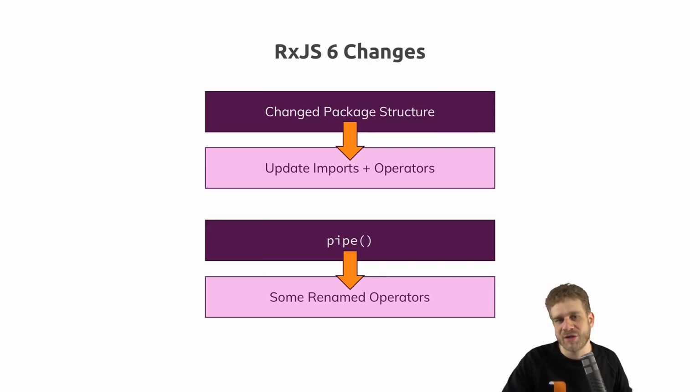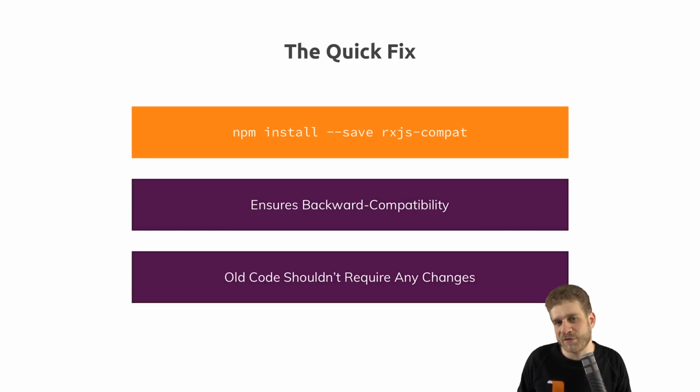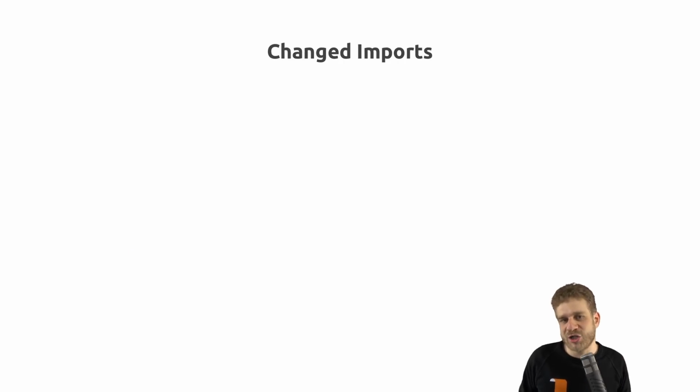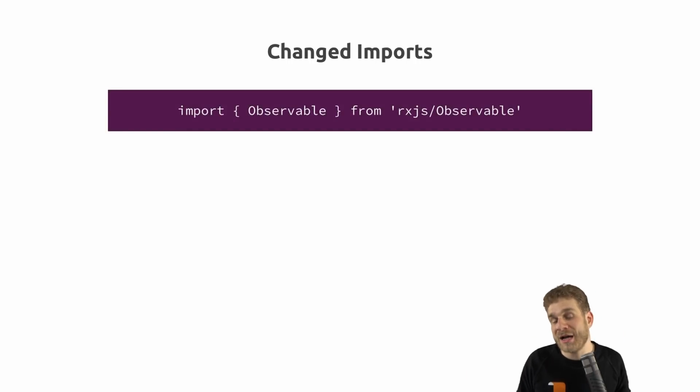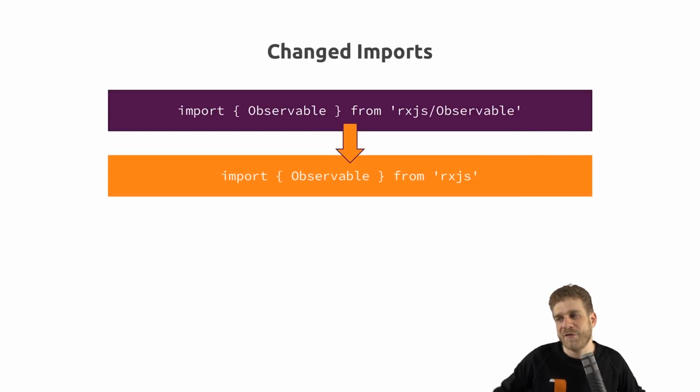An internal change in the package structure and in the exports, and therefore in the way we have to import it, and these pipeable operators. Now let's have a look at how this actually affects our existing code and how we can easily update without that command I showed you, because that of course is the quickest way. Let's start with the changed imports. In the past you had imports like this: import Observable from rxjs/Observable, or import Subject from rxjs/Subject. In the future, you'll just have import Observable, Subject, and so on from rxjs, no /something.